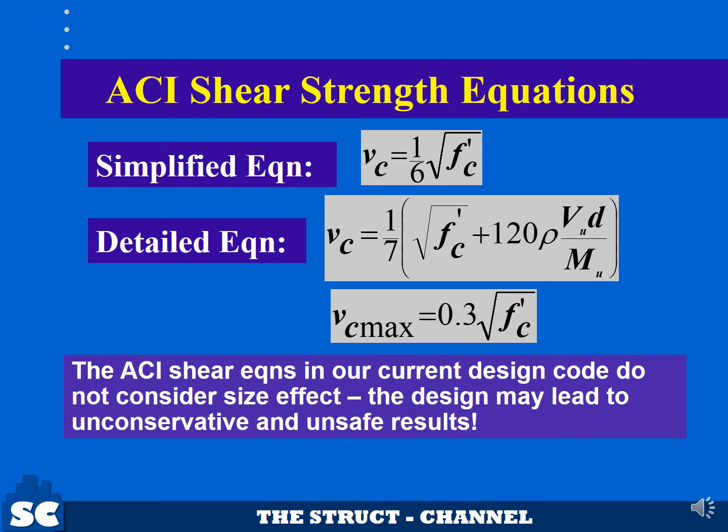The ACI shear equations in our current design code do not consider what we call the size effect, or the effect of deep beams on shear. As you can see, there is no parameter related to the depth except here, which is directly proportional. The design using the shear equations of ACI may lead to unconservative and unsafe results, especially for deep beams.